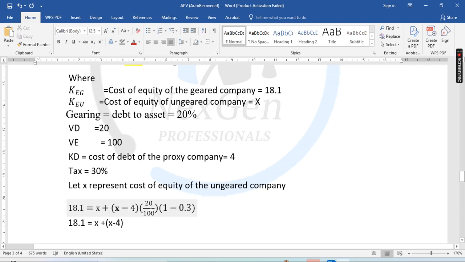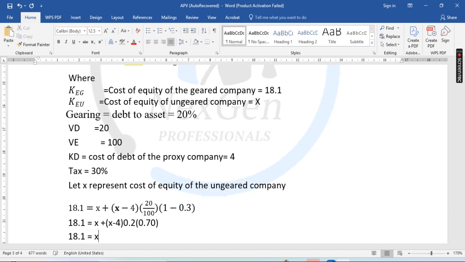So now, open brackets, 20 divided by 100. That is 0.2. Then 0.2 times 1 minus 0.3. That's 1 minus 0.3, which is 0.70. So you have 0.14. Okay, thank you. That is a very good one.